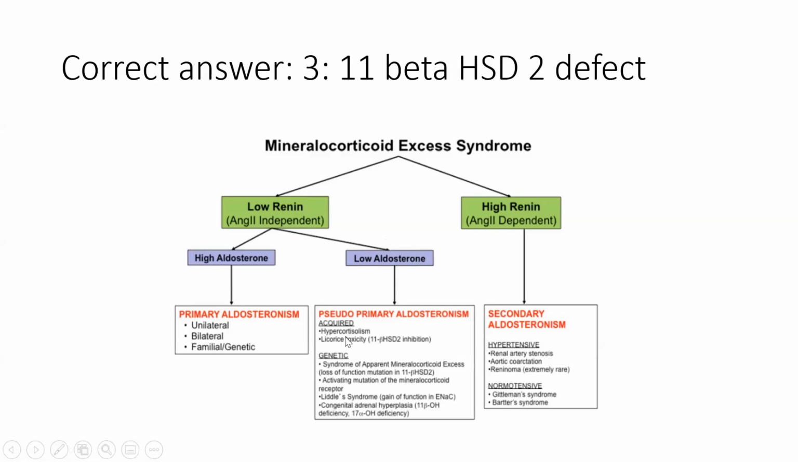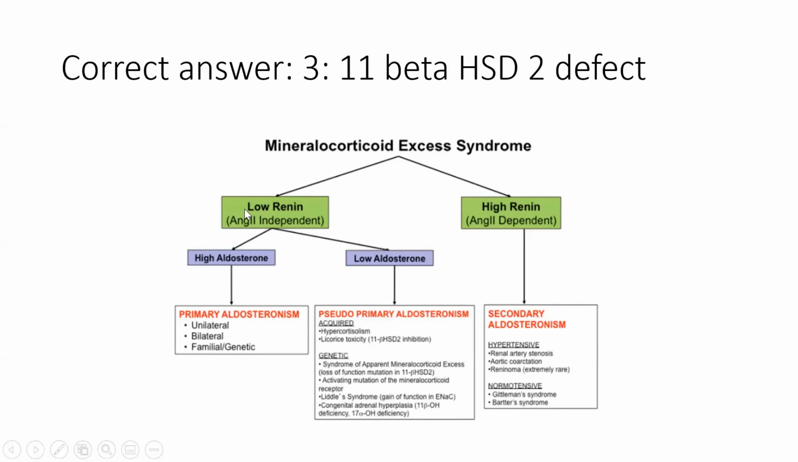This can occur either due to hypercortisolism, which is Cushing's. It can occur due to licorice toxicity, which is secondary to 11 beta HSD2 inhibition, which is our case actually. Genetic, which can occur at a much earlier age. Again, the same, there is an 11 beta HSD2 deficiency, but this is a genetic cause. There can be Liddle syndrome, which is a gain of function in the ENaC. There can be congenital adrenal hyperplasia variants, which can be either 11 beta hydroxylase deficiency or 17 alpha hydroxylase deficiency.